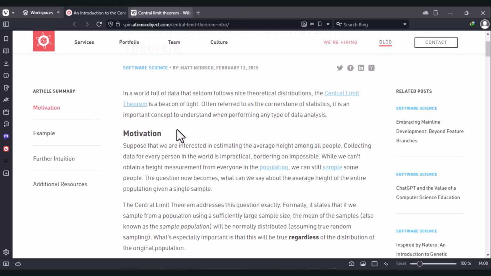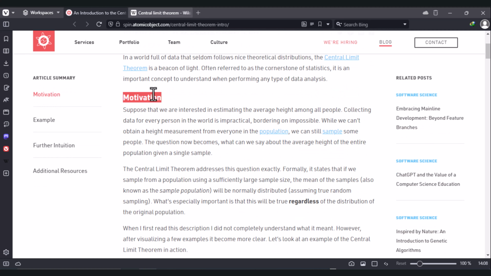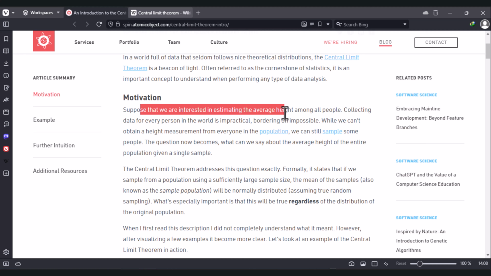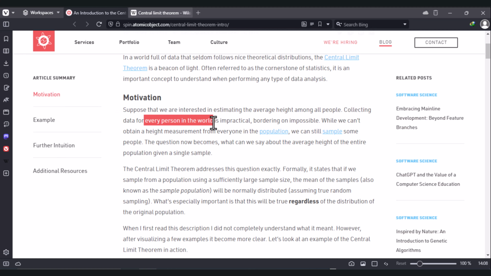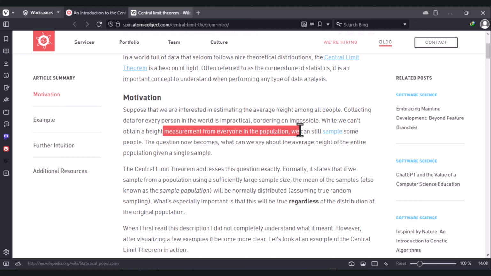All right, so the motivation for this video is the central limit theorem. Suppose that we are interested in estimating the average height among all people. Collecting the data for every person in the world is impractical, right? Obviously, it is bordering on impossible. While we can't obtain a height measurement from everyone in the population, we can still sample some people.